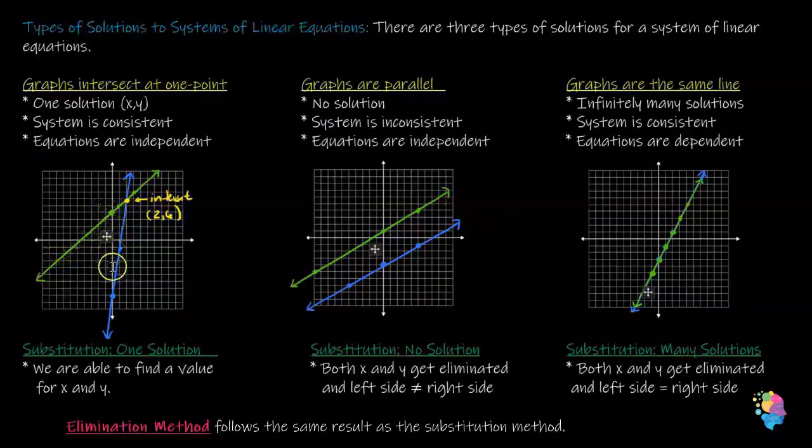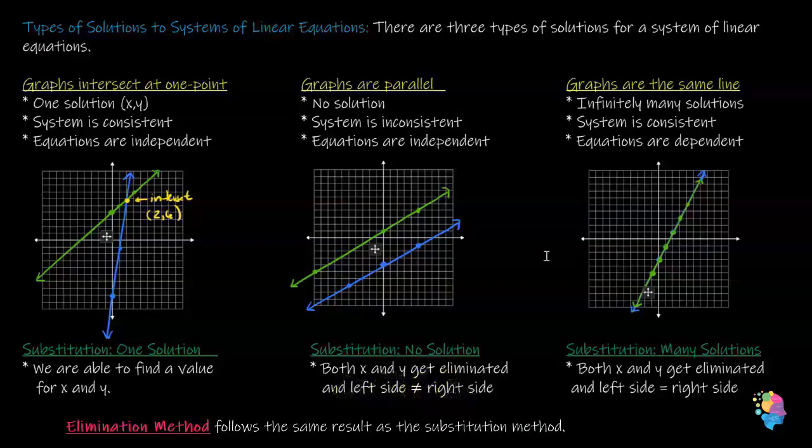If you graph the linear equations and they intersect at one point, then you have one solution. For the substitution method, that means that we were able to find a value for x and y. The next type of solution is the no solution. When graphing, that means that the lines were parallel and they never intersected. In the substitution method, it means that both x and y got eliminated and what remained was a false statement. That means that the left side did not equal the right side.